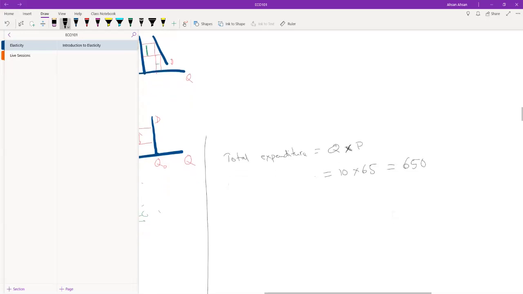Okay, so we don't really need this anymore. Let's focus on the formula. So let me write it down. Total expenditure is quantity times price. I'm just going to highlight this. Okay, now here's my question.